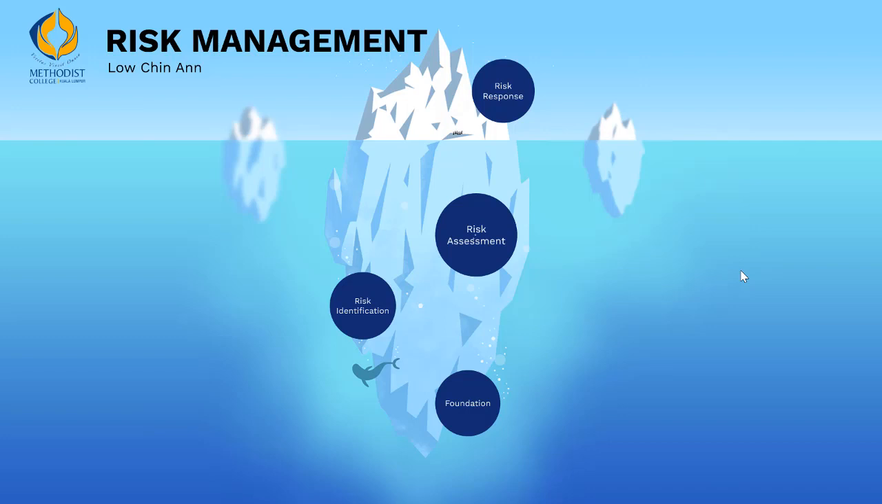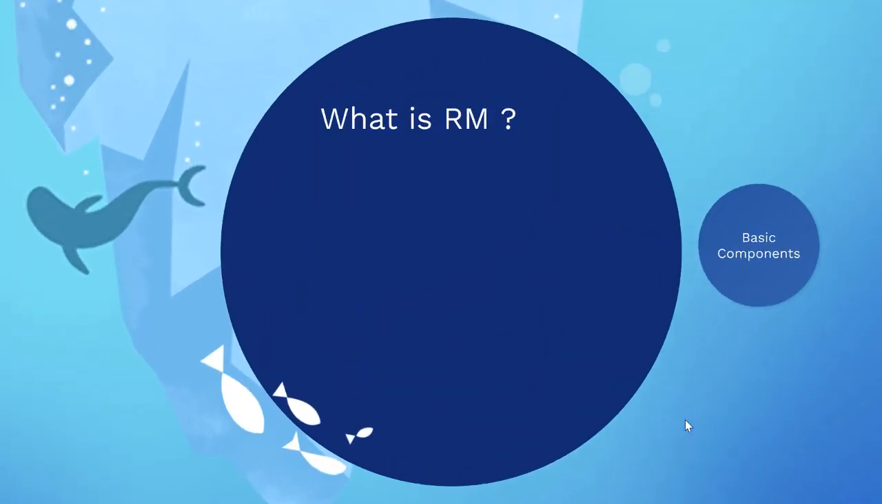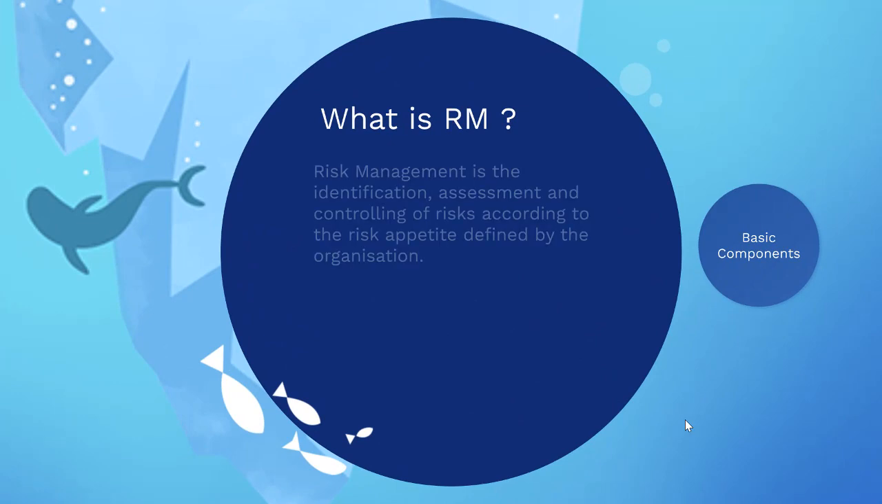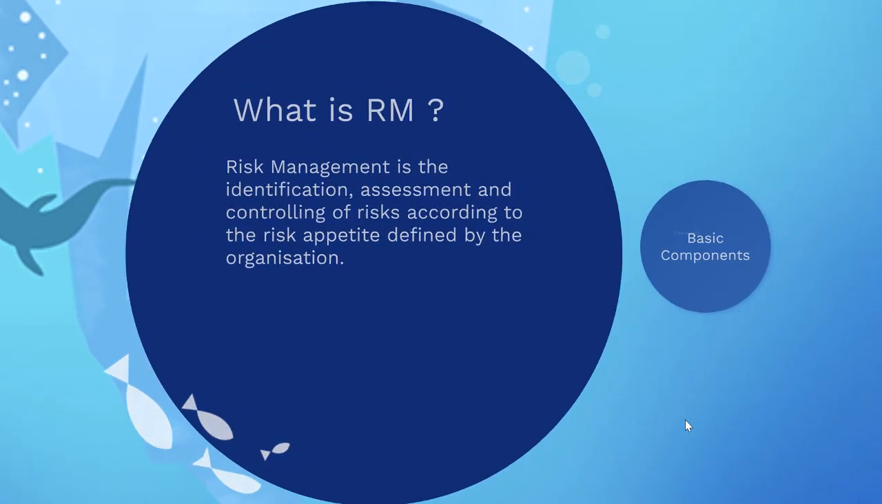Now, of course, there are a lot of frameworks out there. For example, we have the ERM model, but we do not need to go into a very complex one simply because for the purpose of the exam, this will be adequate. Now, let us begin with the foundation of looking at what exactly risk management is and how we start. Risk management is basically a process and the systems that involve identification, assessment, evaluation, and controlling of risk according to the risk appetite defined by the organization.